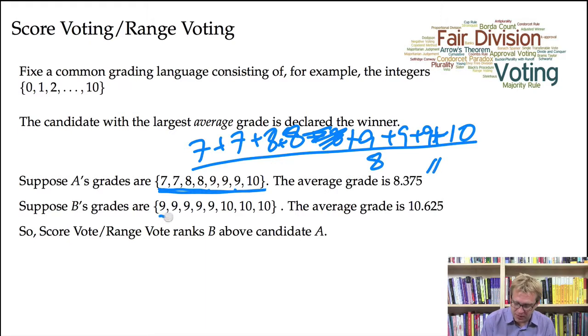You do the same thing for B's grades. The average is 10.625. Since B has the higher average, B is going to be ranked higher than A by score voting or range voting.